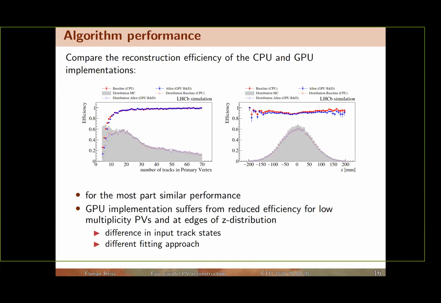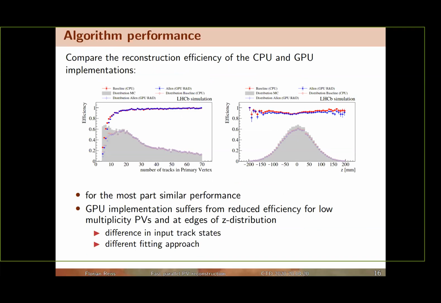And now we compare the PV reconstruction efficiency of the CPU and GPU implementations, again, as a function of the number of tracks in the simulated PV and the z position of the simulated PV, where now the baseline CPU is plotted in red dots and the Allen GPU implementation is blue.